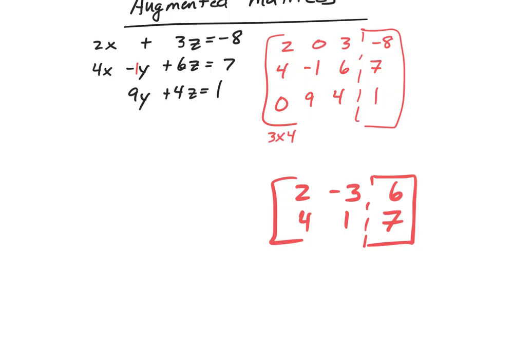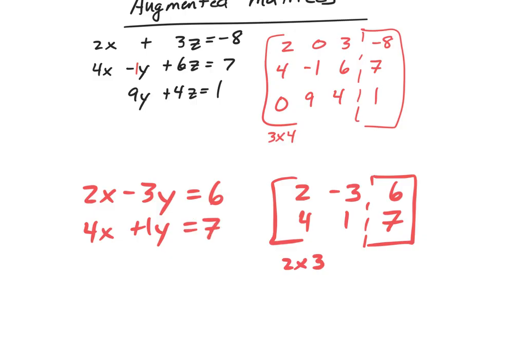But now we can also solve these by matrices. If this is a 2 by 3 matrix, then we're going to write it as a system of 2 variables and 2 equations. So this one does not have the third variable in it. It doesn't have the z. It just has x and y. So when I write my equation here, it would be 2x minus 3y equals 6, 4x plus 1y equals 7.